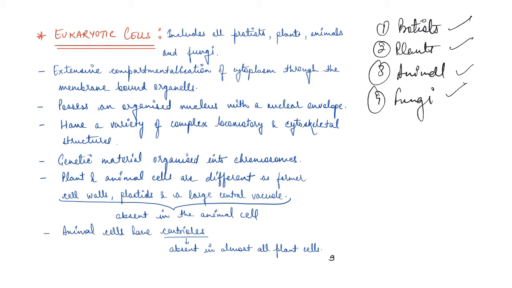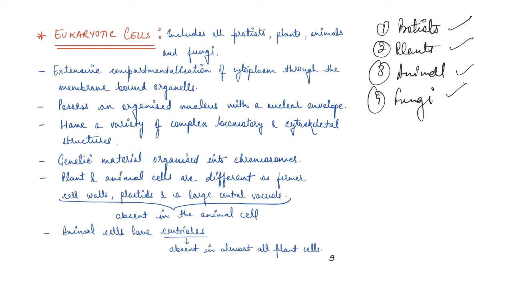So in prokaryotic cells, you don't have membrane-bound organelles, right? And we studied that in the last video. I hope you would have watched the last video. If not, please go through it once. And in eukaryotic cells, what happens? You have very clear cut compartmentalization of cytoplasm through all the different kinds of membrane bound organelles, and all these different organelles perform different functions, right?